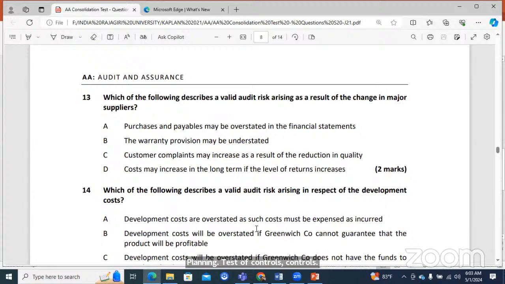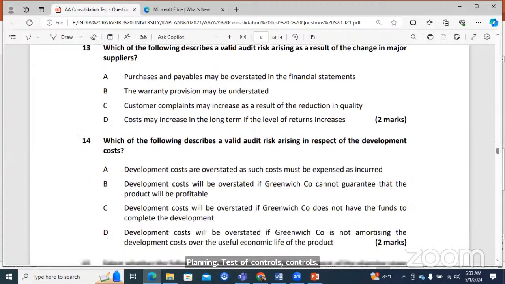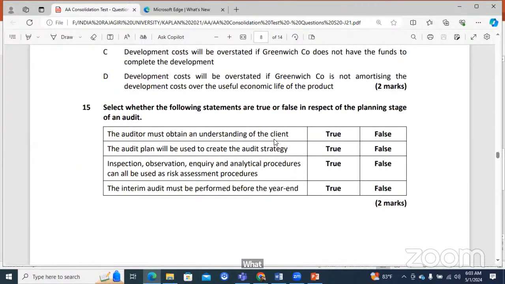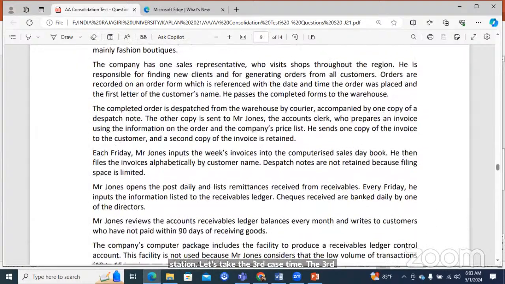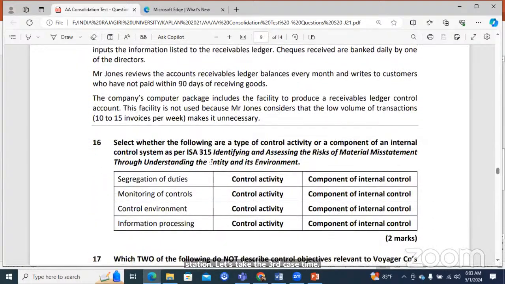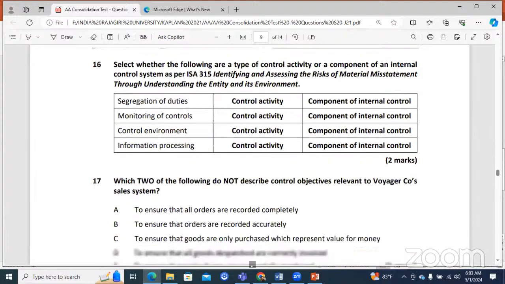Audit risk. So audit risk is always combined with what? Planning stage. Let's take the third case study. The third case study is 16 to 20. Right. ISA 315, risk assessment and internal controls.